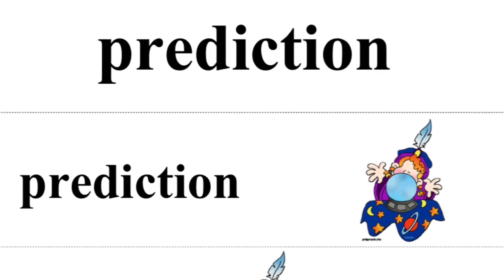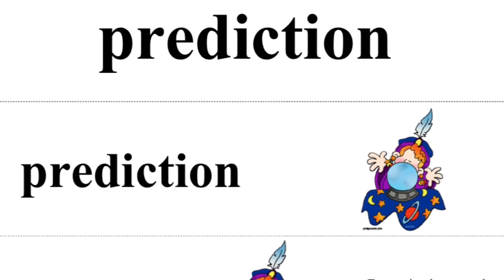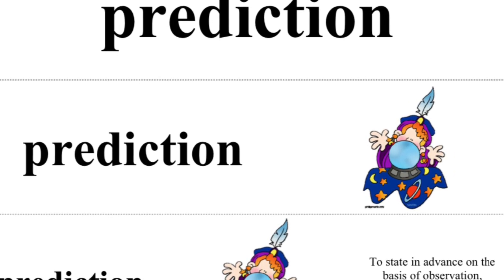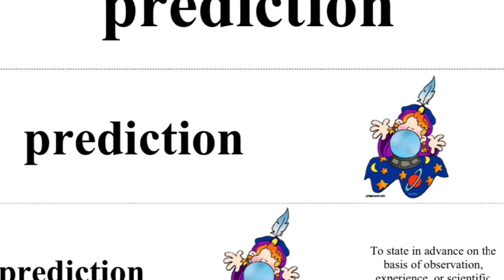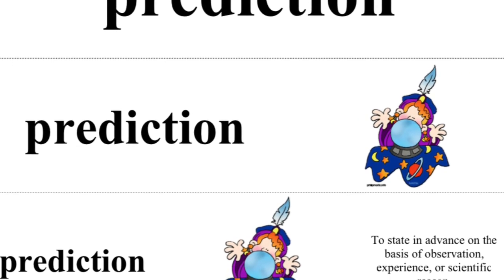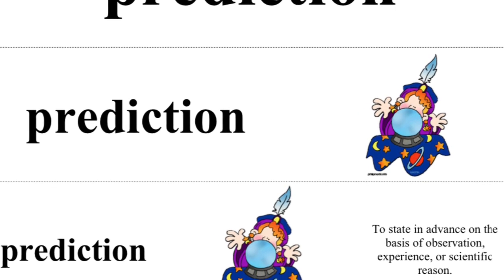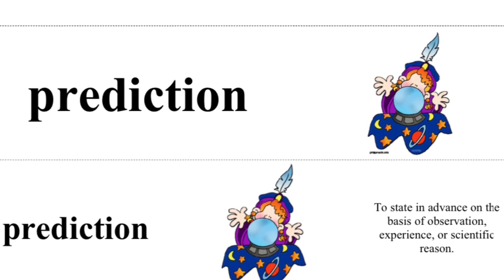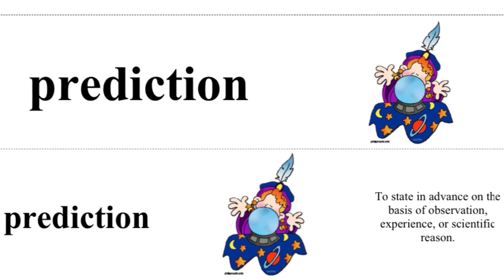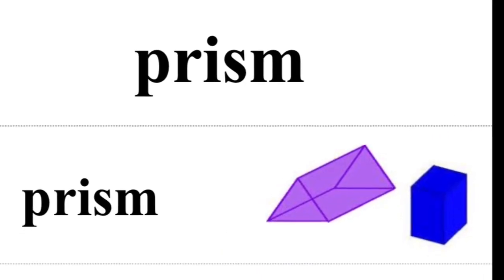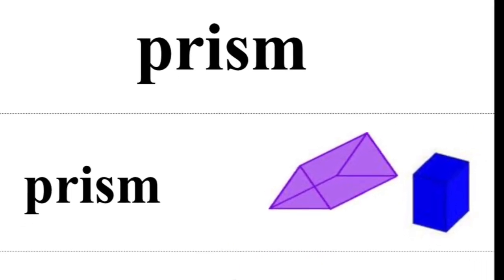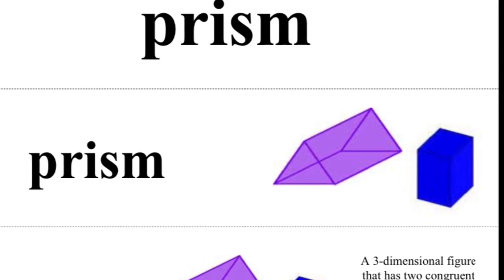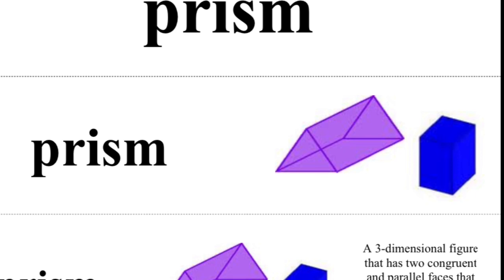A prediction is like an estimate. It's an educated guess of what you think is going to happen. A prism is a three-dimensional object whose sides are made up of polygons.